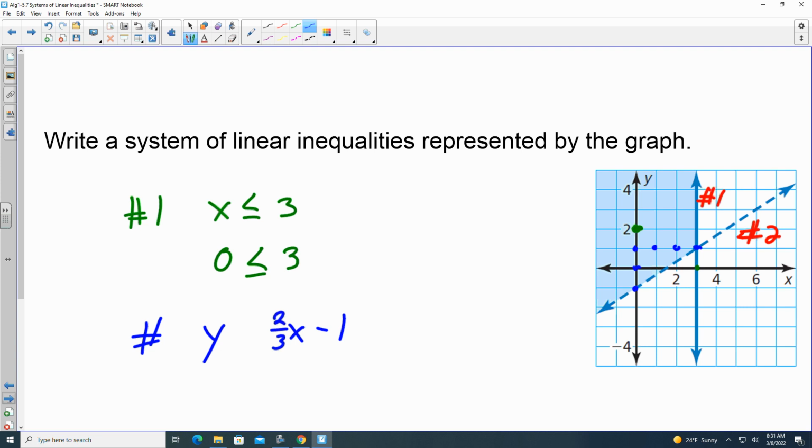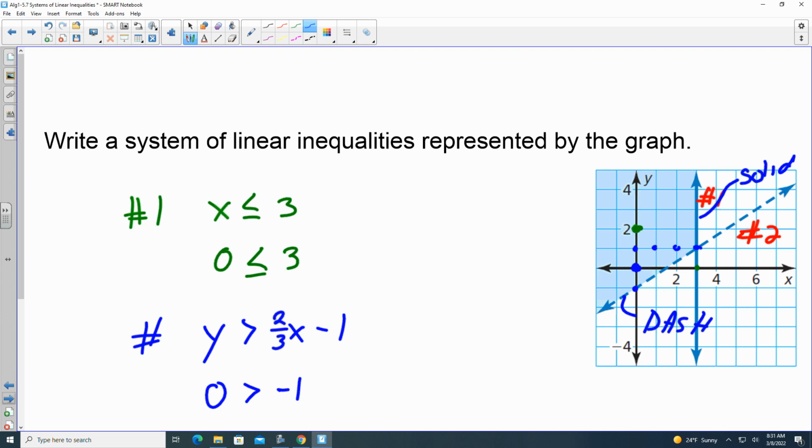And the final thing is I got to pick a shading. So actually I can pick 0, 0 as my test point. So I can say, oh, 0 and 2/3 times 0 is 0. So I have negative 1. This would be greater than, and it is greater than because this is a dashed line. This was a solid line. That's how we had the equal to indicator. So now y is going to be greater than 2/3 x minus 1.